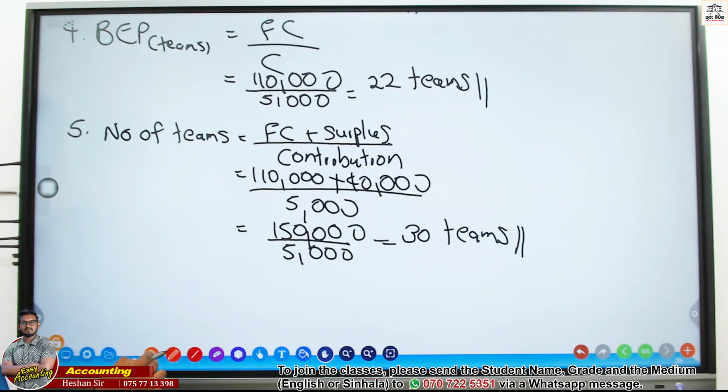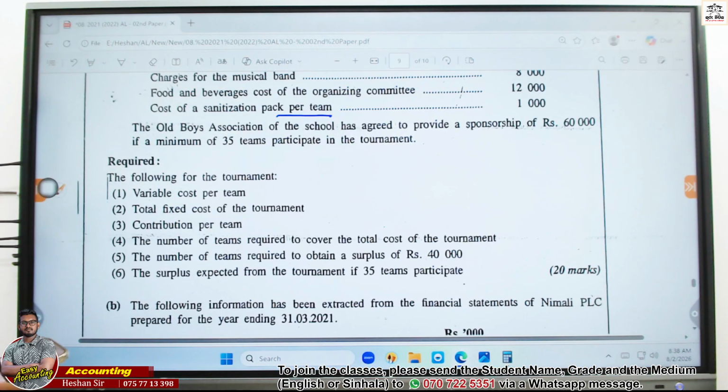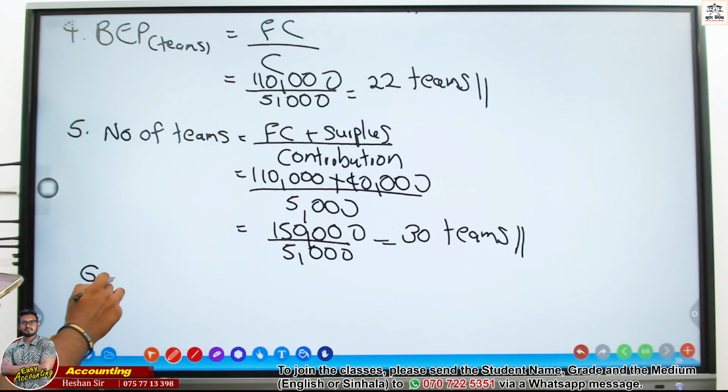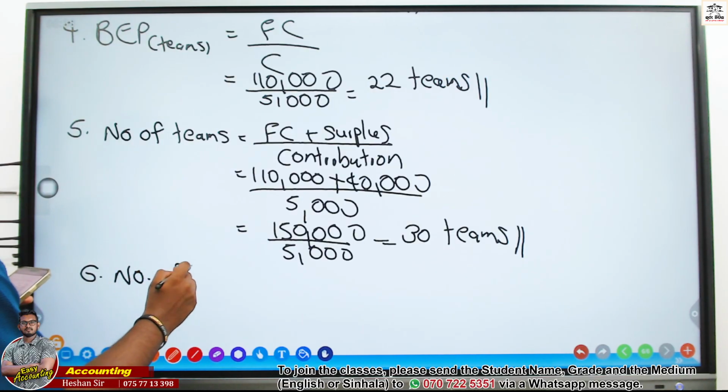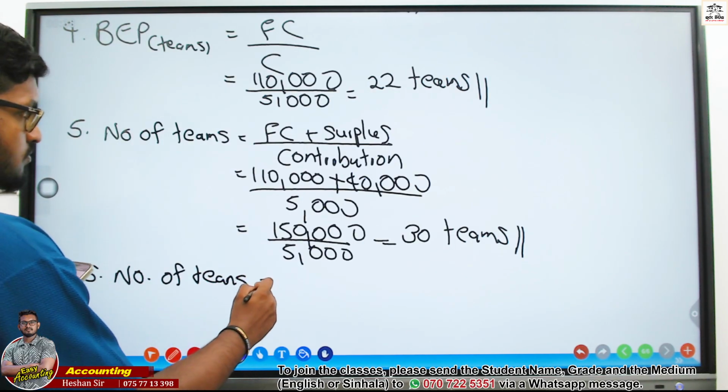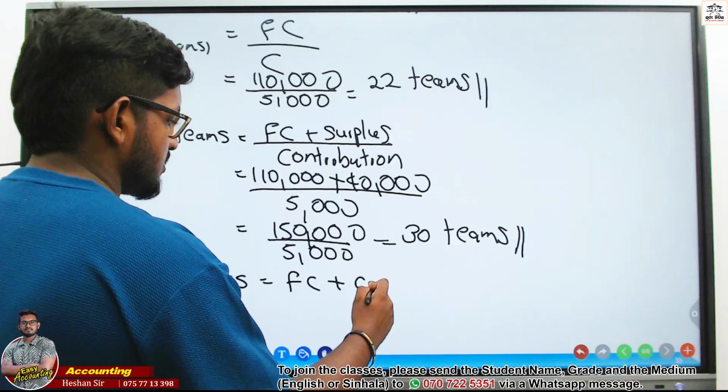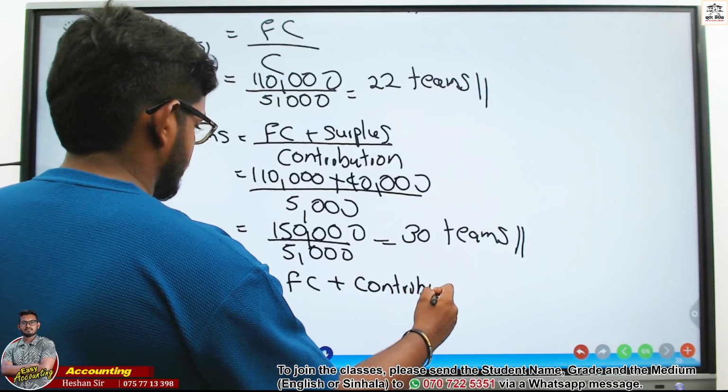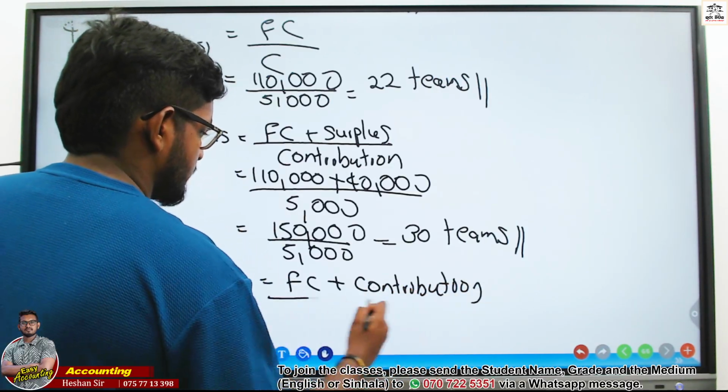Number 6. Surplus expected from the tournament if 35 teams participate. Right? Surplus with 35 teams participating, number of teams. Fixed cost plus contribution, fixed cost plus surplus.